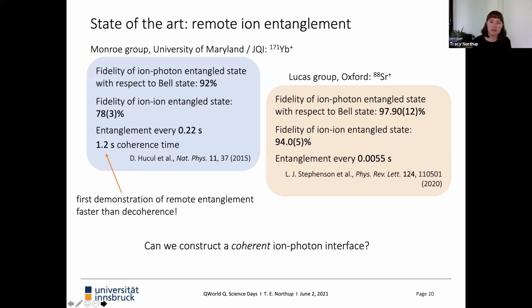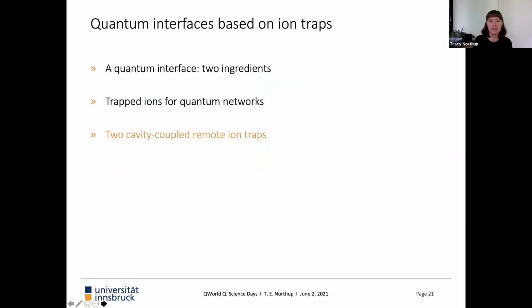So what I've showed you is based on spontaneous emission from an excited state. Now I want to shift gears and tell you about our research. We're going to start by asking the question: instead of basing this interface on spontaneous emission, can we construct a coherent ion photon interface? This brings me to the third part of my talk, where I'd like to tell you about our work on coupling two remote ion traps, each coupled to an optical cavity.